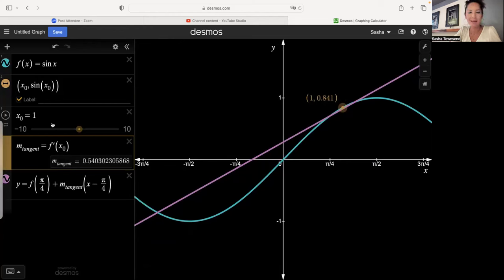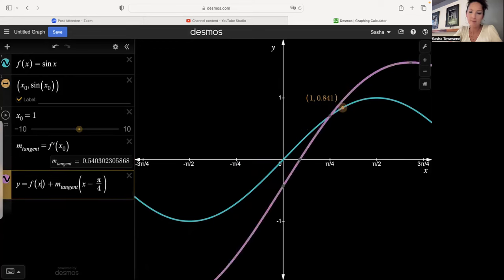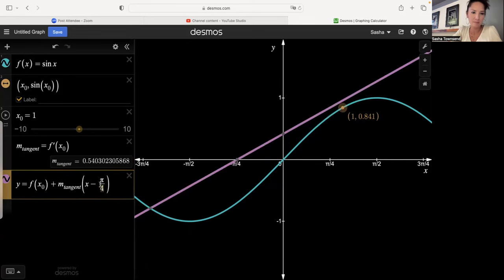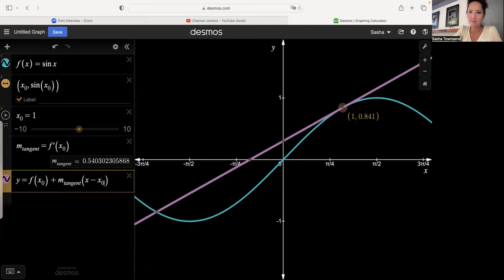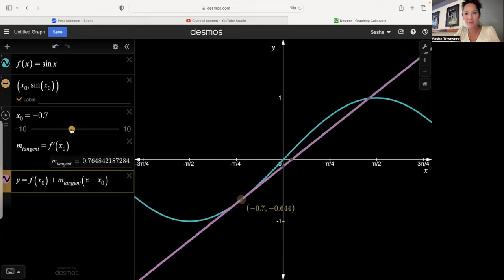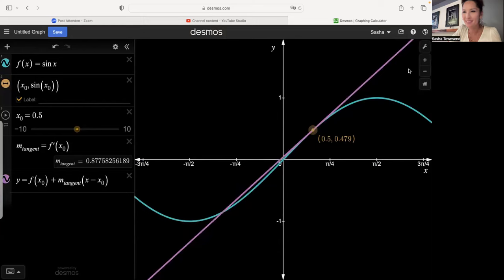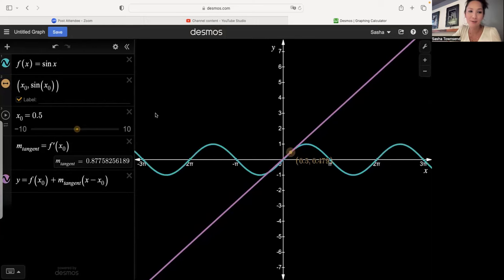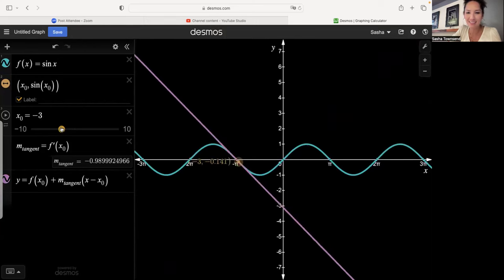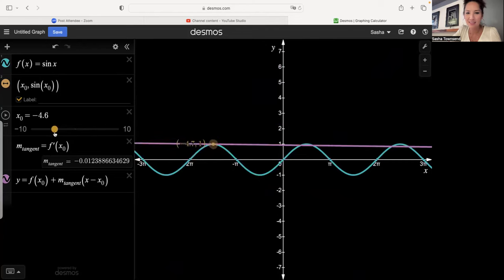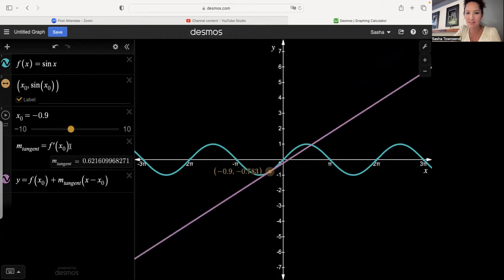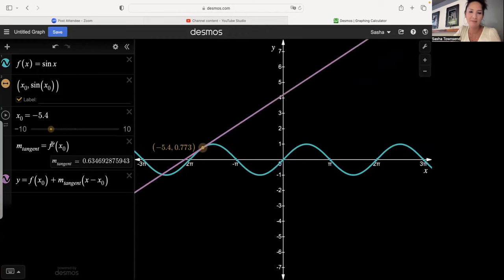So now I'm using x naught equals 1 rather than x naught equals pi over 4. Sounds like fun. And we have that right there. And so as you change x naught, you can watch that tangent line change. It's just pretty because it moves, I think. Like, ooh, it moves. But yeah, that's all it is. The slope is always the same as the curve itself. And you can graph it.